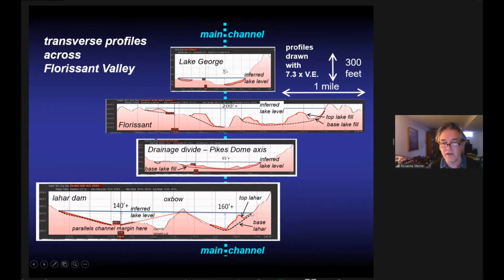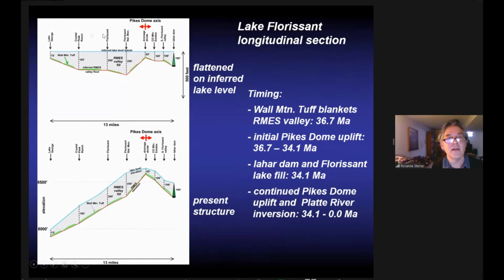And if I look at the difference between what I have exposed at the surface and this inferred lake level, down at Lahar, I have 160 feet of Lahar. Then I come into the lake deposits at the drainage divide. I've got about 65 feet of lake beds. As we go up toward Florissant, I've got about 200. And as I go to Lake George, I've got 75. So then we can line these up using the inferred lake level as a flat datum, going from Lake George down to Lahar Dam.